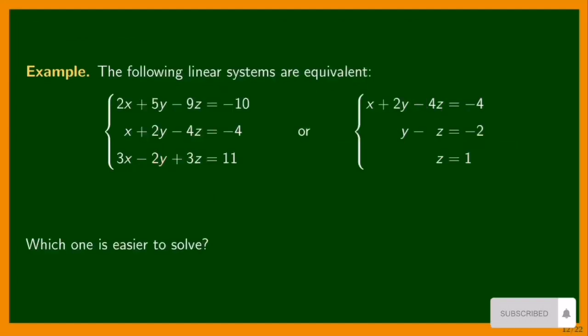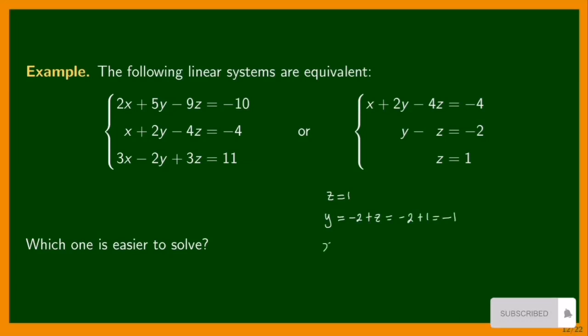For example, although I may not be able to show it to you now, later we will show that these linear systems are actually equivalent. But my question is, which one is easier to solve? Actually, it is the second one. In fact, the second one is already practically solved, right? Because z is 1. From the second equation, we can solve y. That's minus 2 plus z. So that's negative 2 plus 1, negative 1.